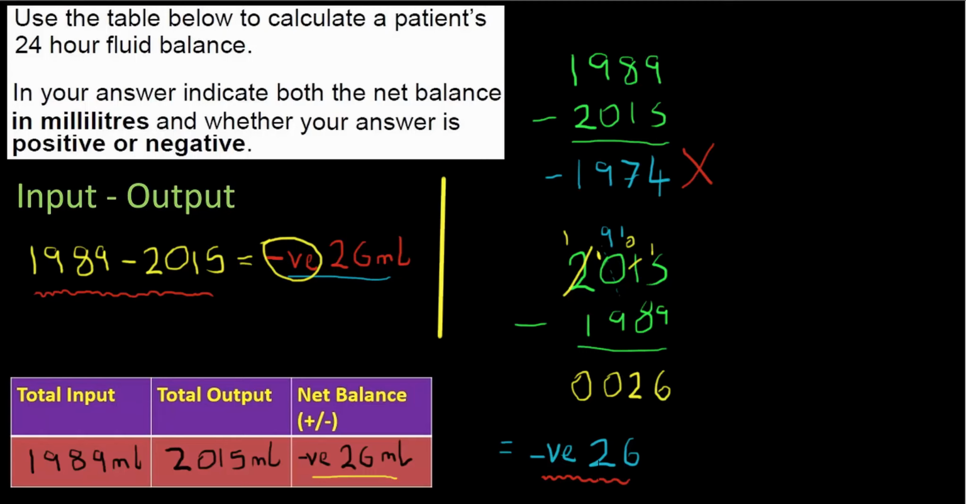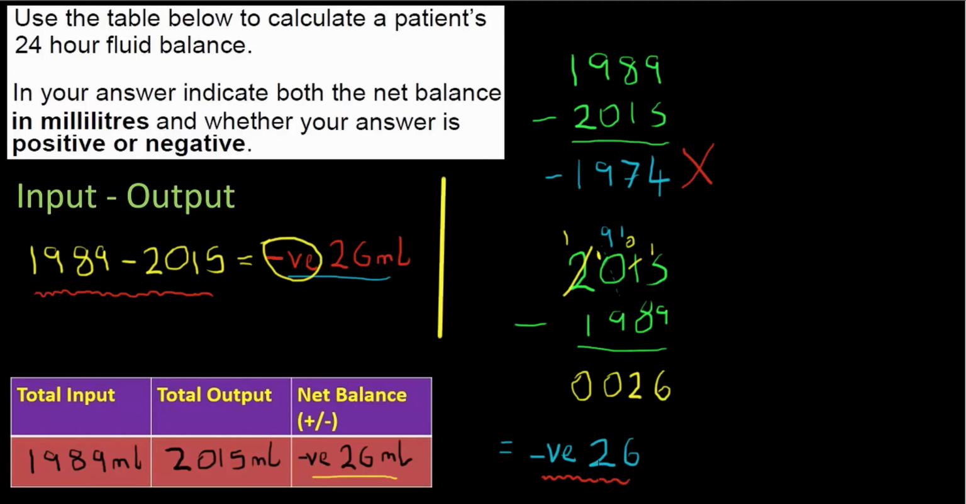You can see that for the fluid balance question, it is a straightforward subtraction, and you will do big number take away the small number, but you have to keep a close eye, and this is where the table that they have given you really helps. The formula is always input minus output, and you should be able to see at a glance whether your final answer is positive or negative.